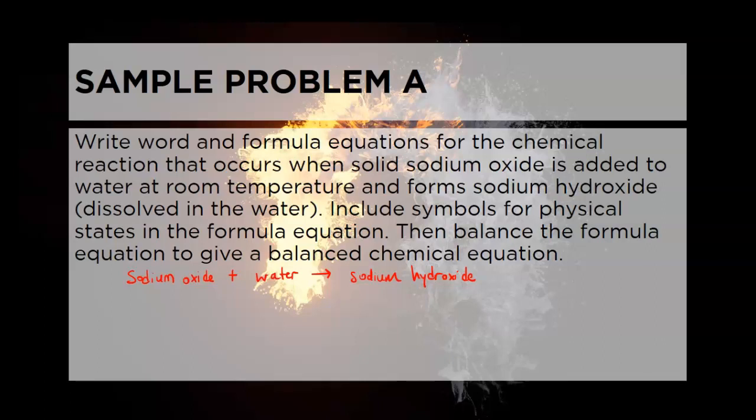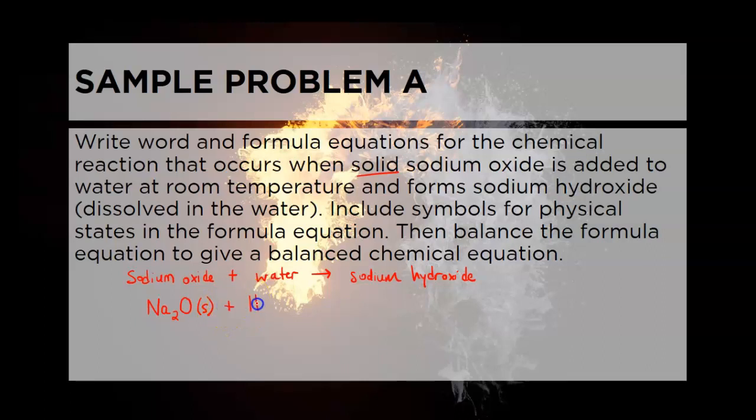So now let's make that a formula equation. Sodium oxide. Sodium is Na, oxide is O. Are they perfectly balanced? Na has a charge of +1. Oxygen has a charge of -2. Let's make it Na2O. Good. And what did they say? What form is it in? It's solid, right? So let's put an S to represent solid.